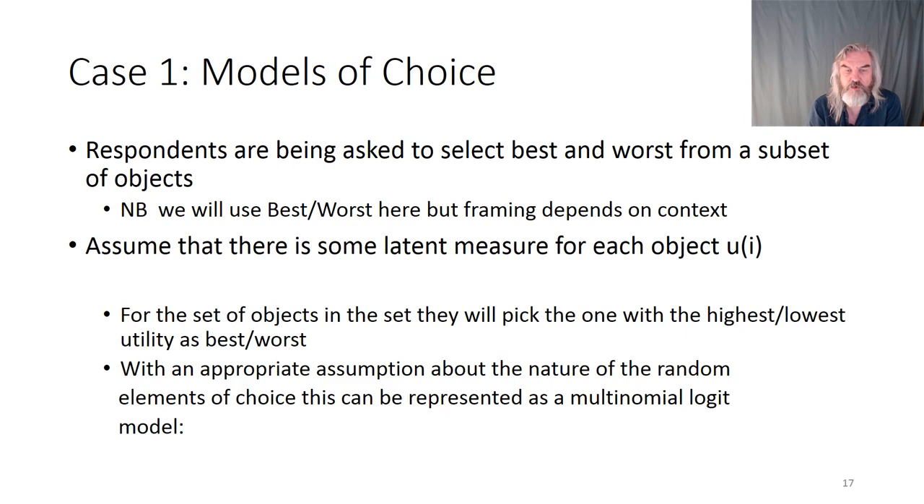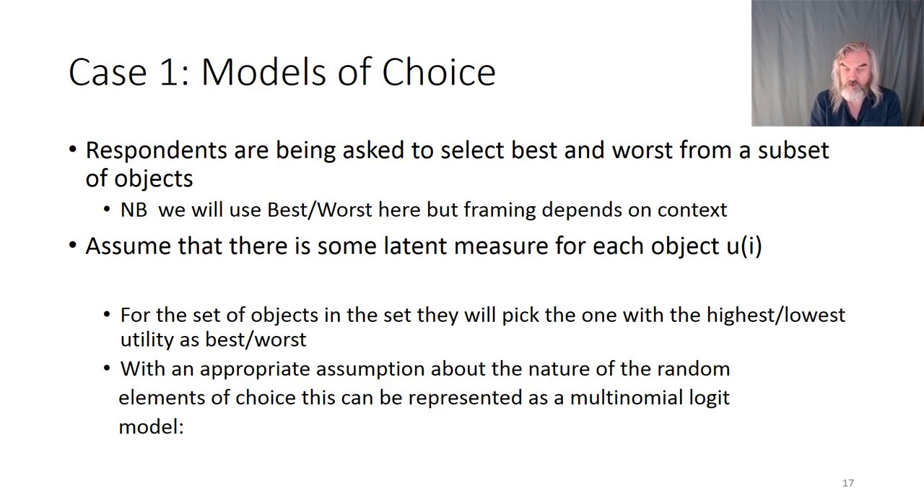So what we do in terms of the theory is assume there is some latent, by which I just mean unobserved, measure for each object, u_i, and that's held within the respondent's mind, and they're using that latent measure of value to respond to the question about which is best and worst. So for the set of objects that they're seeing, they pick the one with the highest or lowest utility as the best or worst out of the set.